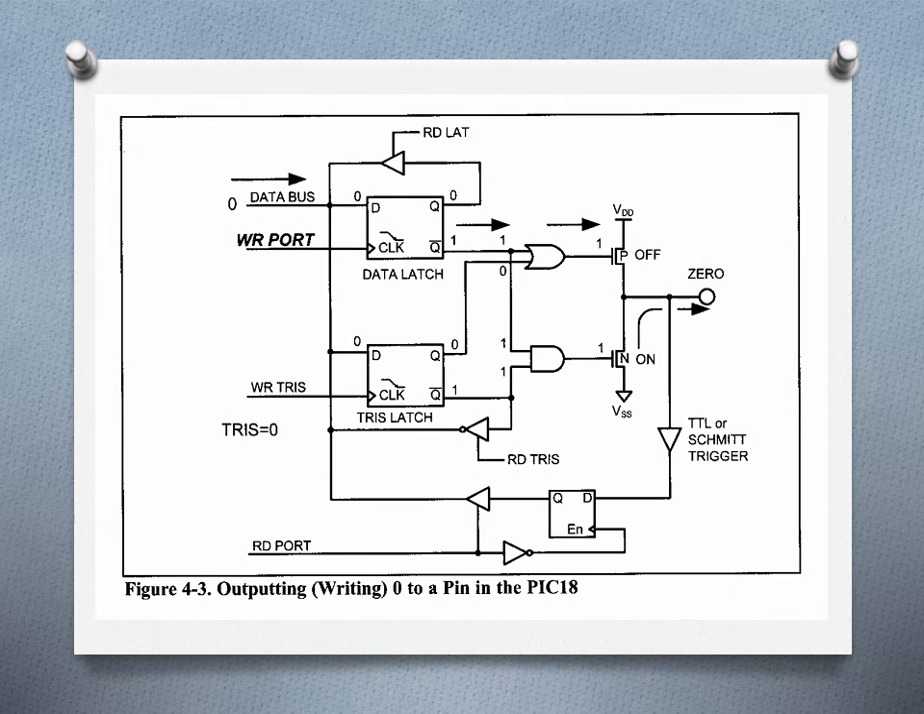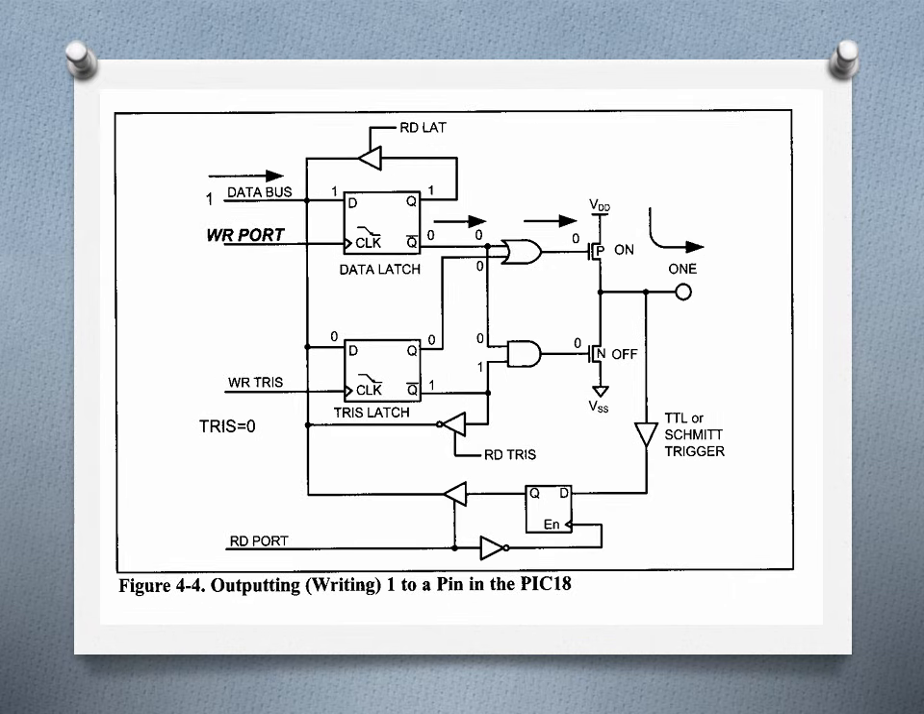And the below NMOS is on. So since it's connected to the ground, the 0 value is moved to the output. So this is writing a 0 to the output. Similarly, when you want to write 1, again the same concept. You have a tri-state as 0, and to the data bus a value of 1 is written.